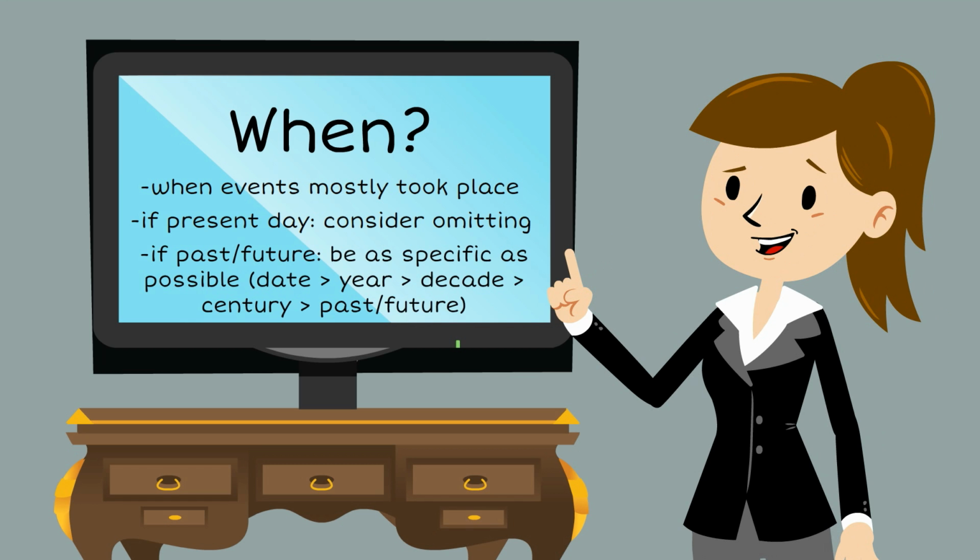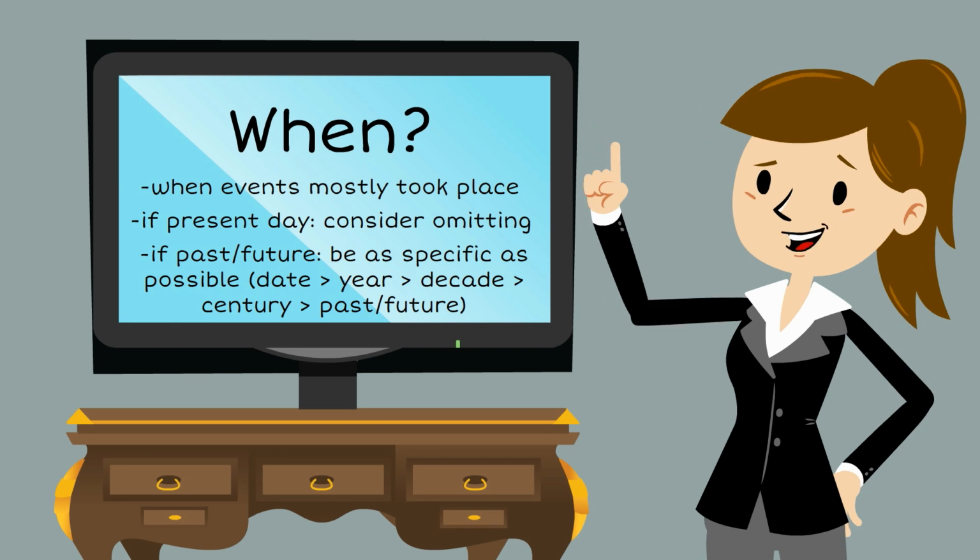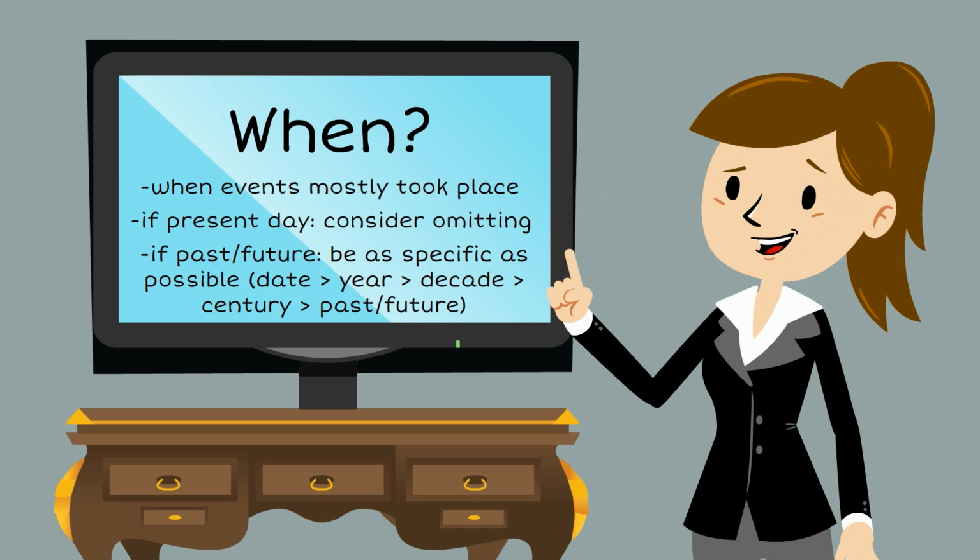If the events take place in the past or the future, you should try and indicate that as specifically as possible. How specific you get depends on what you're talking about. In some cases, you might be able to give an exact date or year. In others, you might include the decade or century. And yet in others, you might only be able to say, in the past or in the future.